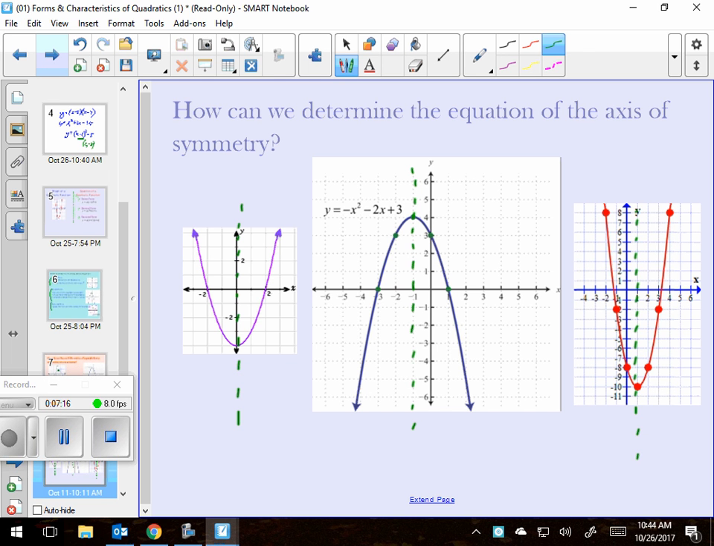Like the axis of symmetry? Ooh, I like it. That's kind of like my vertical and horizontal. Have I told you those yet? Yeah. All right, anyway. But back to the axis of symmetry. I like it. I like it a lot.